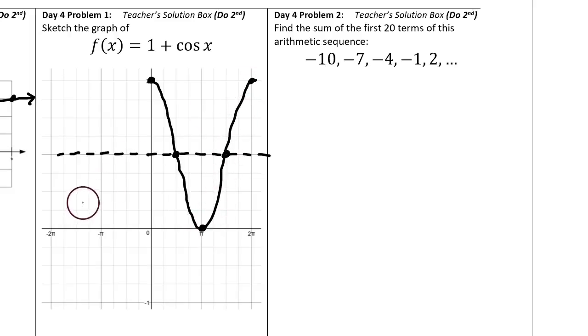We can then replicate this to the left. So it will touch down here at negative pi, and then back up there. And then halfway between these marks is where it's going to cross the center line.